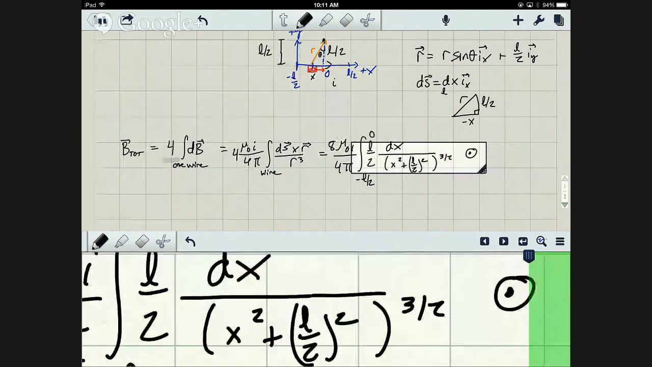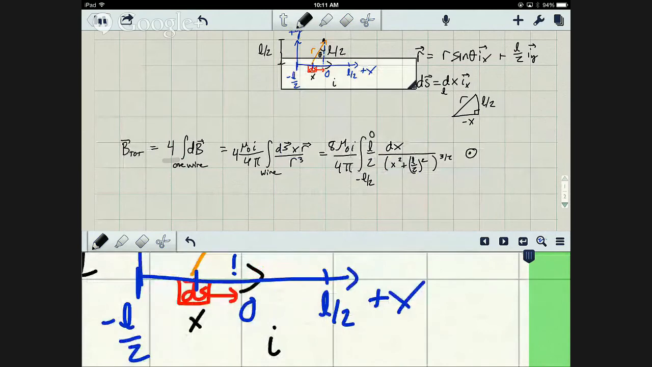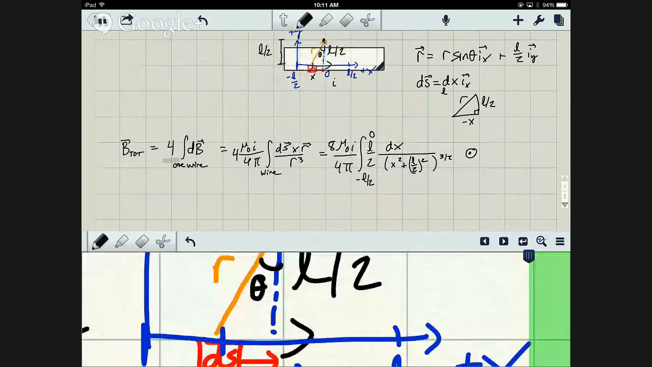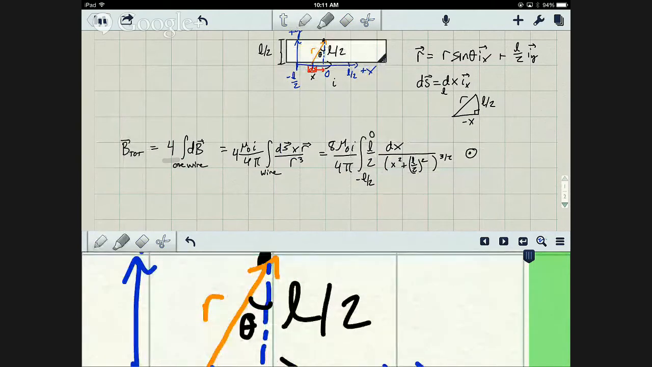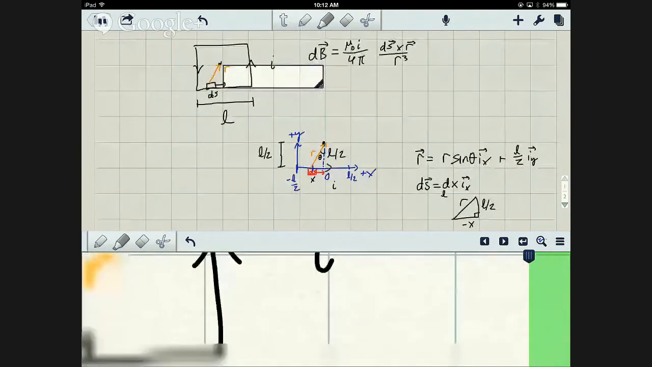This integral, if you had to do it explicitly, you would want to do a trig substitution and integrate over this angle here. Once you set up the integral so it's integrated over that angle, you end up getting a pretty easy integral. So there we are.